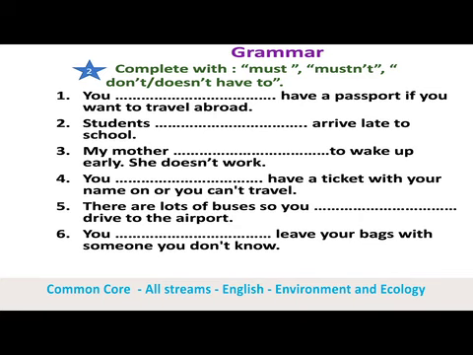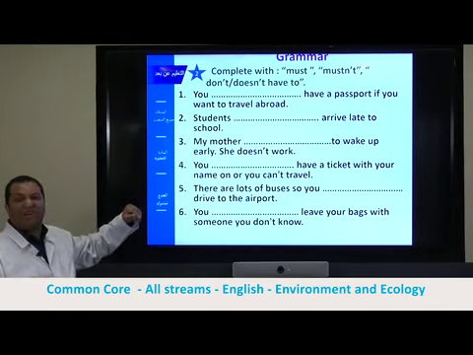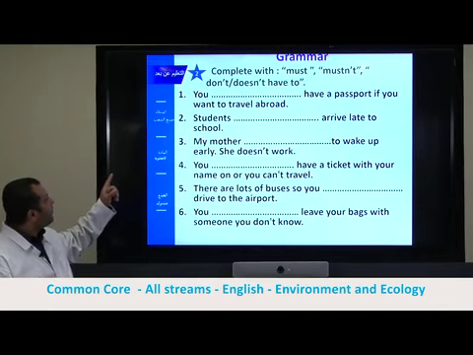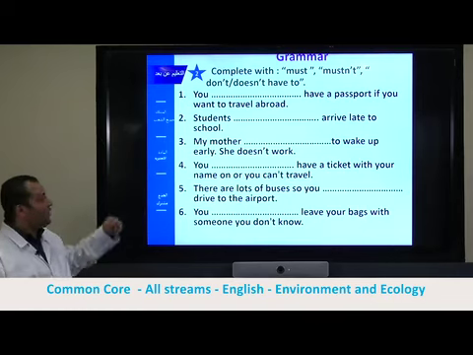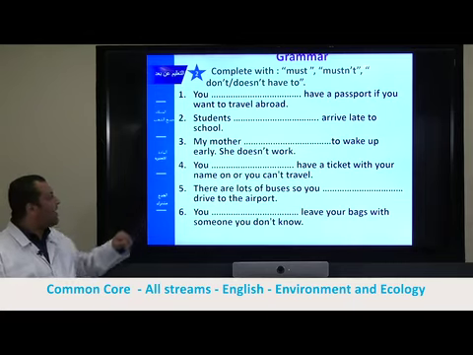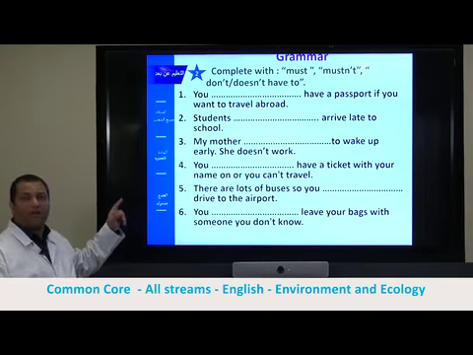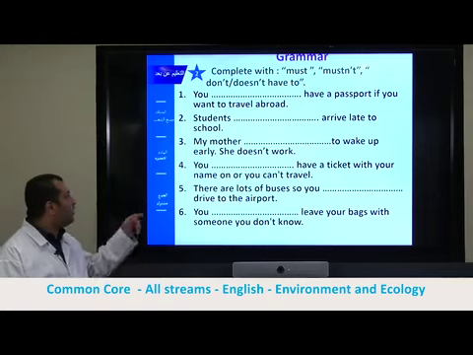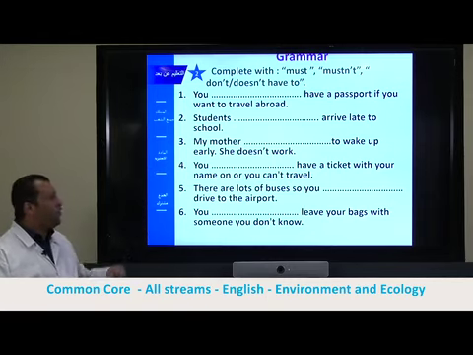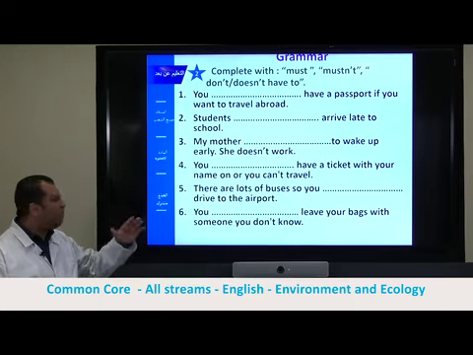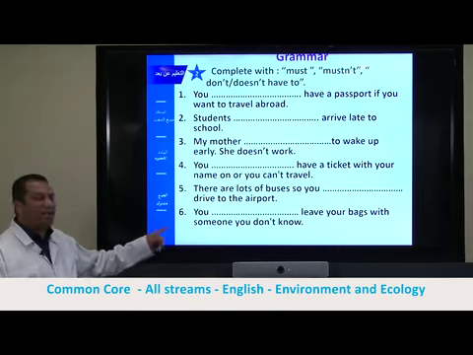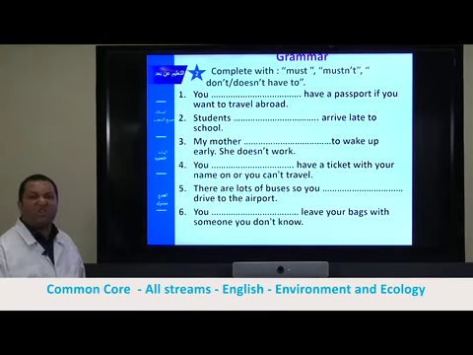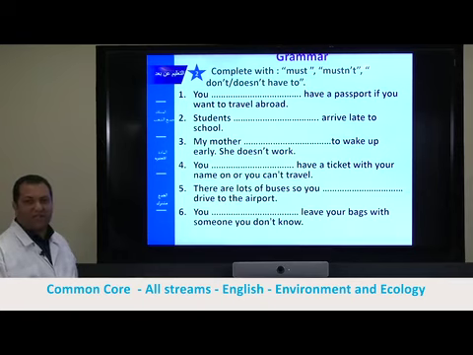Number 1, you then have a passport if you want to travel abroad. 2, students then arrive late to school. 3, my mother tends to wake up early, she doesn't work. 4, you don't have a ticket with your name on or you can't travel. 5, there are lots of buses, so you can drive to the airport. And the last one, number 6, you can leave your bags with someone you don't know. So let's correct after a few minutes.